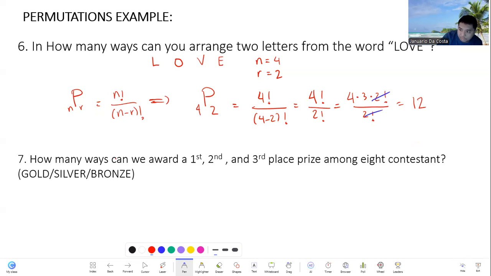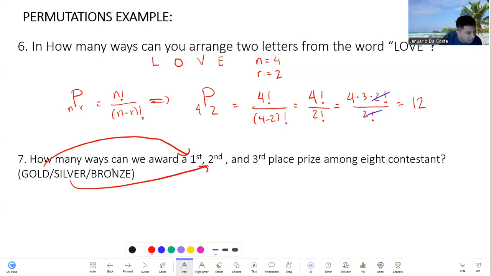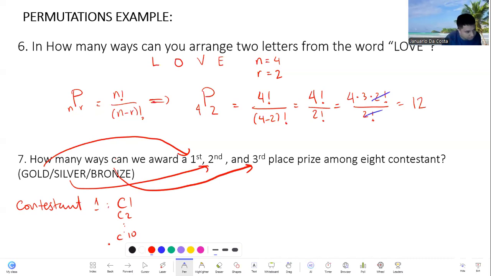Okay. What about this? How many ways can we award the first, the second, and the third place prize among 8 contestants? Okay, first place is gold, and then silver is the second, and bronze is the third. For example, let's say we have contestants, we call them C1, C2, until C10. So you have 10 different contestants.